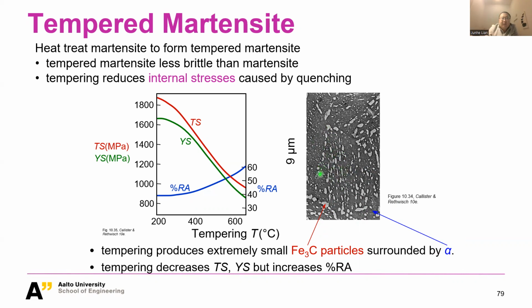And in this case, you're reducing your strength, for example, here from 1800 to just a little bit above 1000, but it's still relatively high, as you can see, due to these very tiny cementite particles. But we improve the ductility significantly, so that is the benefit.